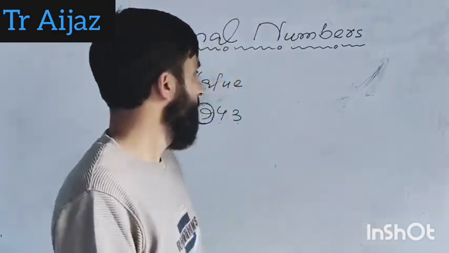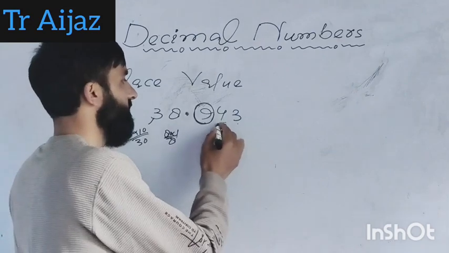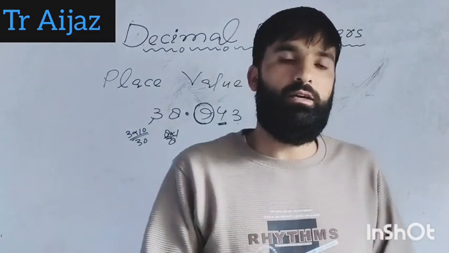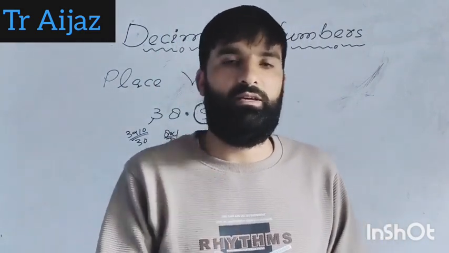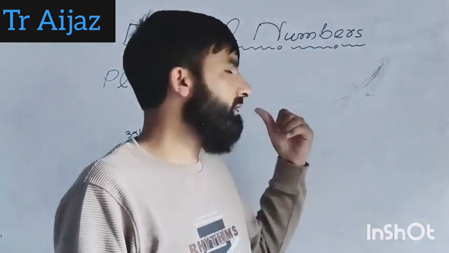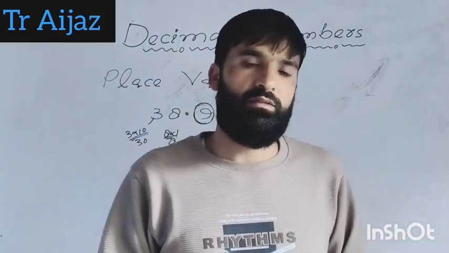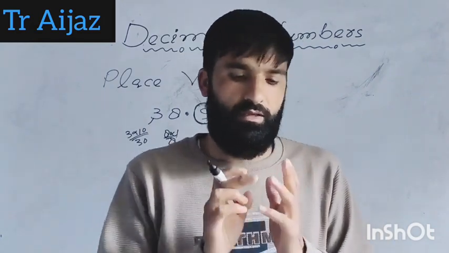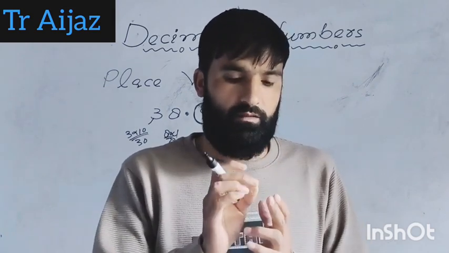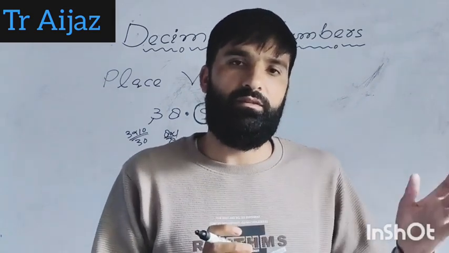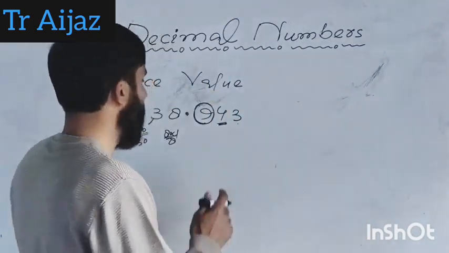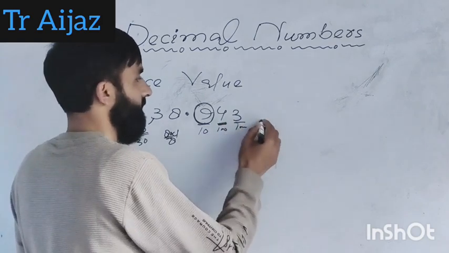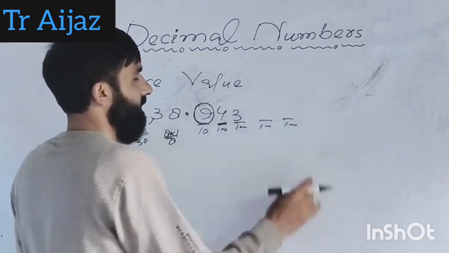Okay. Second, this is the 100th place. So this 4 means 4 parts out of 100 parts. Similarly, this 3 means 3 parts out of 1000 parts. So the first place is the 10th place, second is the 100th place, third is the 1000th place, and so on. Remember that this is divided by 10, this is divided by 100, this is divided by 1000. Same for 10,000, 1 lakh, etc.